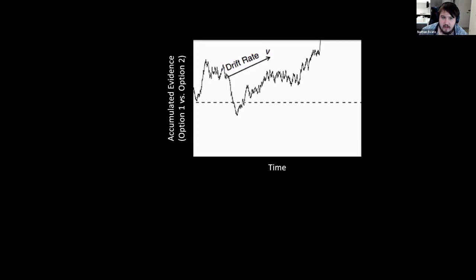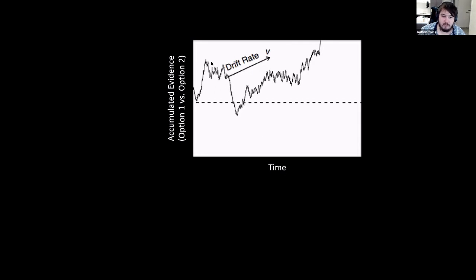And so in this case, you've got two options. You've got option 1 and option 2. And this squiggly line is tracking the accumulated evidence for option 1 versus option 2. This dotted line is kind of like the line of indifference, where the options are equally favored. And this tracks the evidence over time. So we've got time on the x-axis, and this is your evidence for option 1 versus option 2.